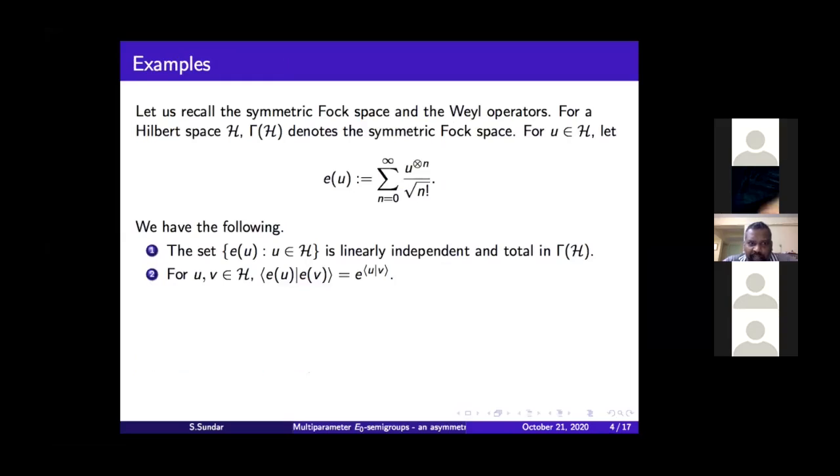So H is a Hilbert space, and Γ(H) is the symmetric Fock space. So what is a symmetric Fock space? You look at H tensor power n. For every n, you tensor H with H, you tensor H with H with H, 3 times, 4 times, and so on. And you take the symmetric tensors and take the direct sum of such symmetric tensors. That is a symmetric Fock space.